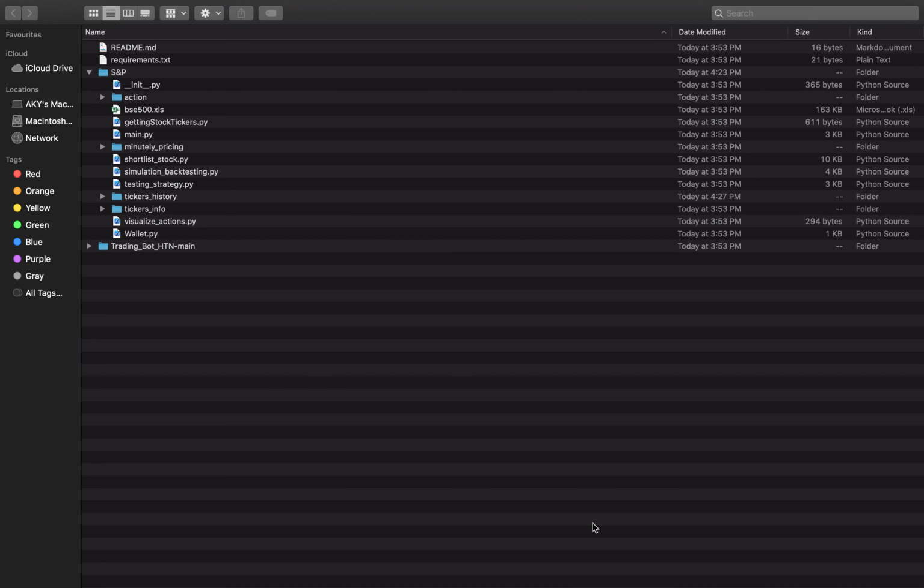To complete our project efficiently, we divided it into three main parts. The first part was to get the actual data. The second part was to shortlist the stocks that met our trading algorithm conditions. And the third part was to backtest the data with our algorithm to check whether it is actually working or not.